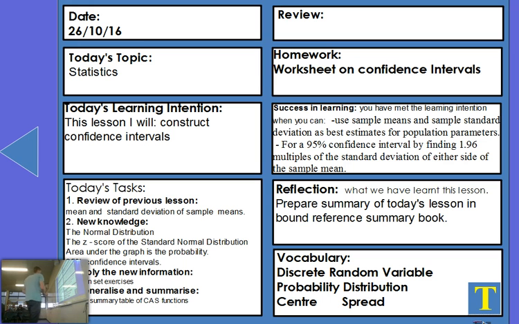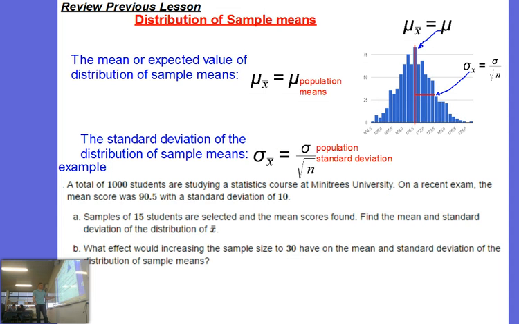So let's start off with just reviewing what we did last lesson, looking at the mean and standard deviation of a sample mean distribution or sample proportion distribution. Now, from last lesson, the last thing we did, we looked at the distribution of sample means.